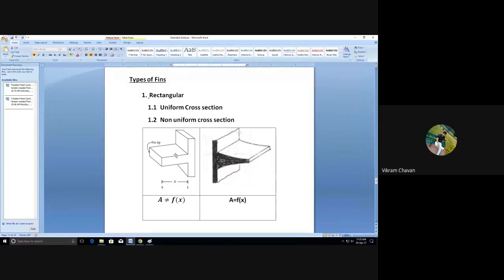Uniform cross section, this is the uniform cross section you can draw. Under this uniform cross section you can draw this diagram, and you can say below that area is not a function of x. X is nothing but the length of fin. As the length varies, the area of fin does not vary with respect to length in case of uniform cross section, and it remains constant.